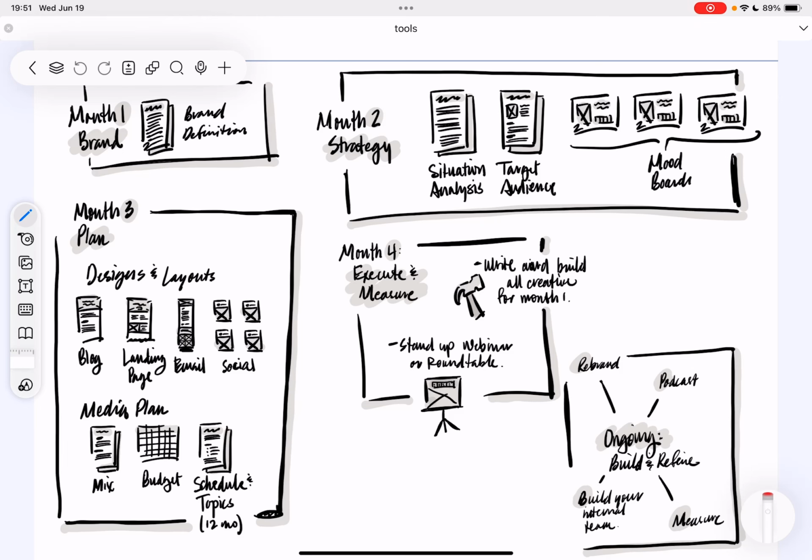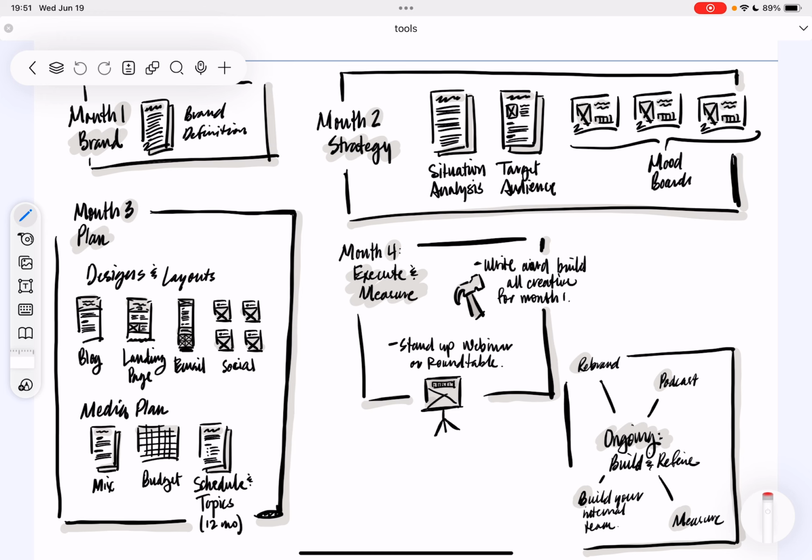All right, guys, let's be quick with the mood boards here. We went over the brand definition first. This is the highest level. This is about you, knowing yourself as a company. Next, we go to the situation analysis, which looks at your competition, and the target audience, which looks at the people you want to talk to.